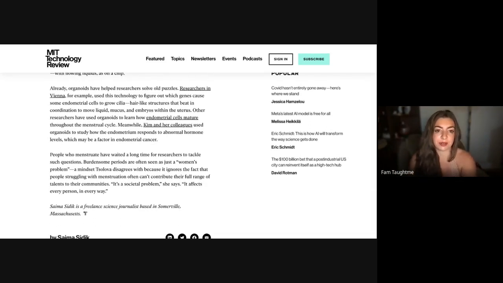So it says, organoids have helped researchers solve old puzzles. And other researchers have tried to fix various problems with the menstrual cycle through this. People who menstruate have waited a long time for researchers to tackle such questions. Burdensome periods are often seen as just a woman's problem, a mindset Tozlova disagrees with because it ignores the fact that people struggling with menstruation often can't contribute their full range of talents to their communities. It's a societal problem. It affects every person every way.